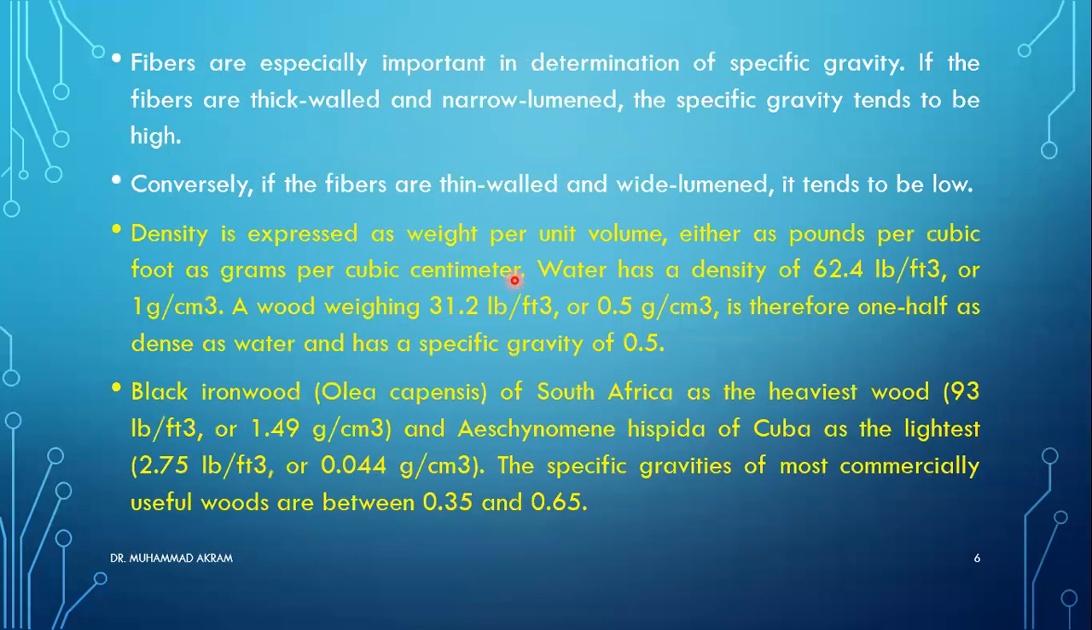Fibers are especially important in determination of the specific gravity. If the fibers are thick-walled and narrow lumen, the specific gravity tends to be high. Conversely, if the fibers are thin-walled and wide-lumen, it tends to be low. Narrow lumen means that the cells of the xylem are impregnated with different secondary metabolites. Such a term is known as the tylosis.